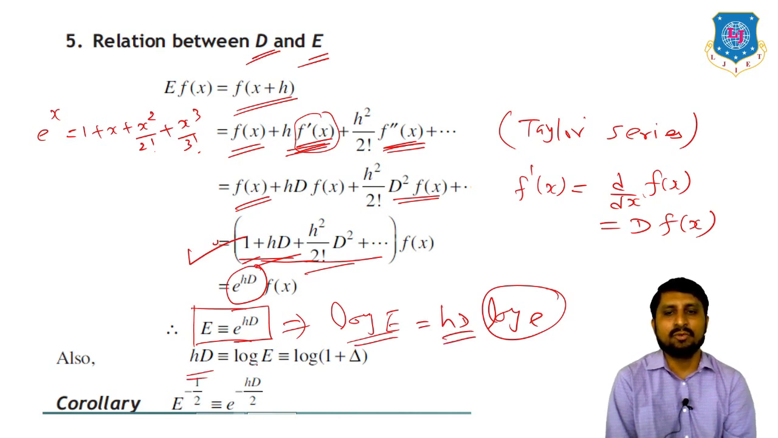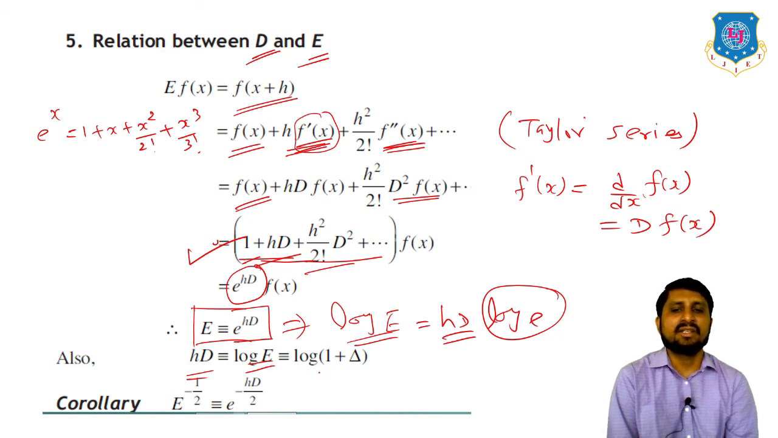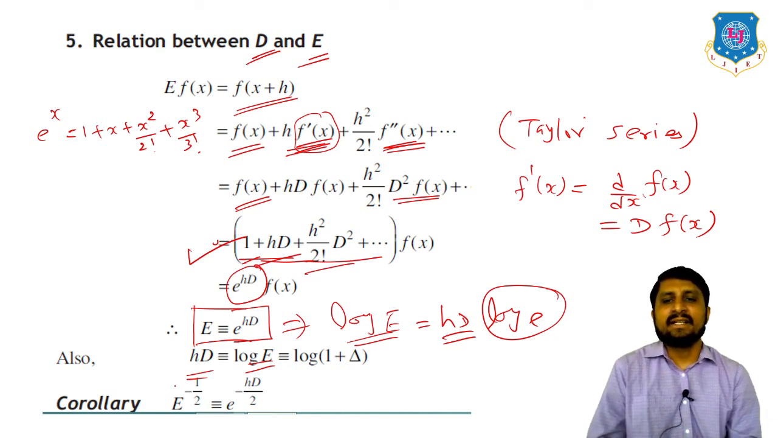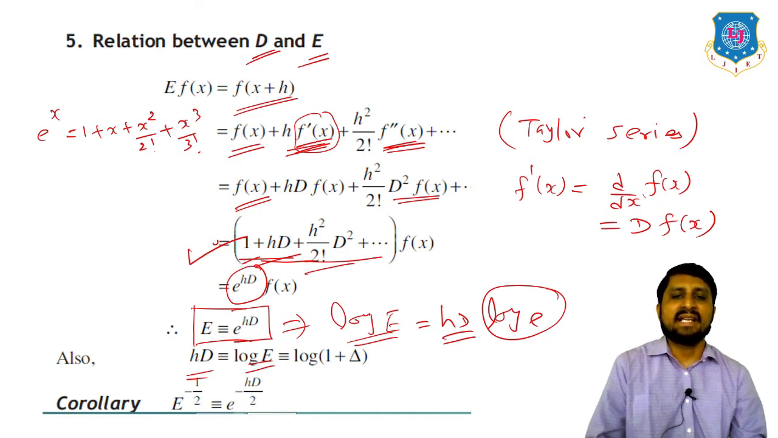So hD is equal to log E, and what is E? We know that the shifting operator E is 1 plus delta, which we already proved earlier. So you can write log of 1 plus delta. Using that, try to prove this corollary: e raised to minus 1 by 2 is equal to e raised to minus hD by 2.